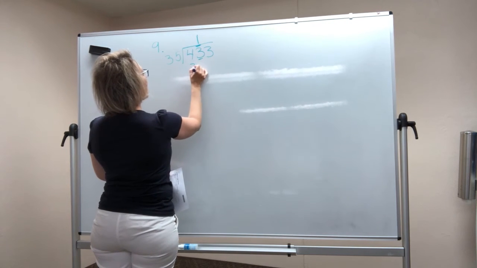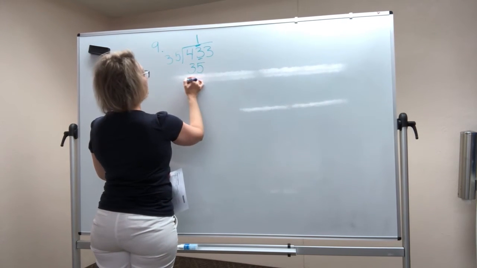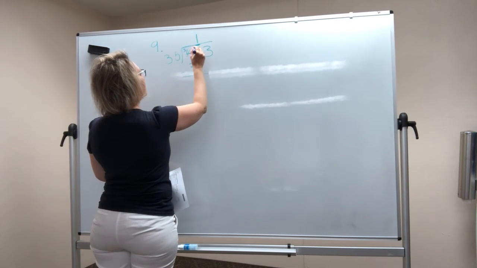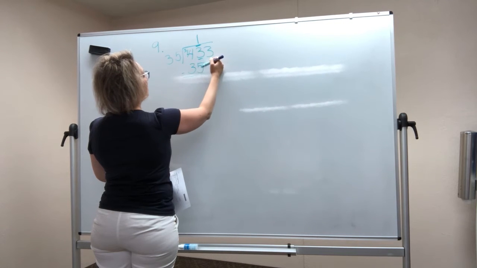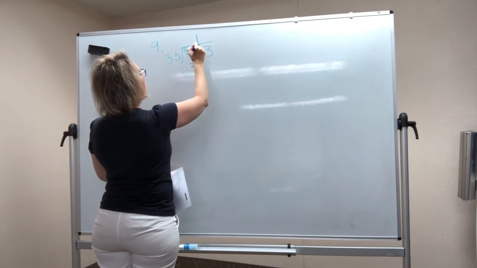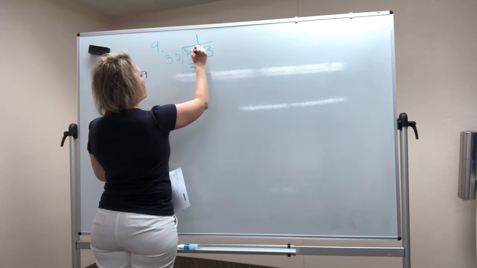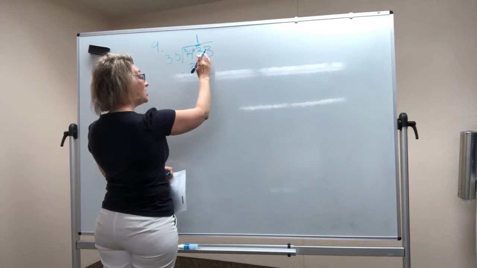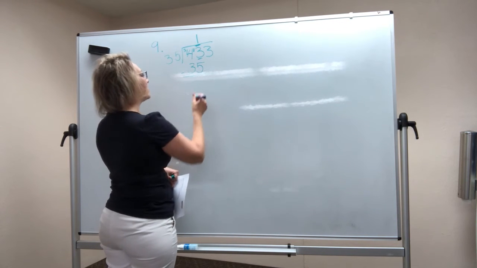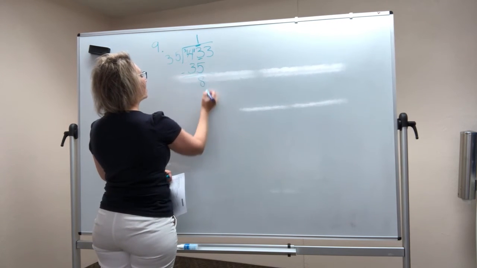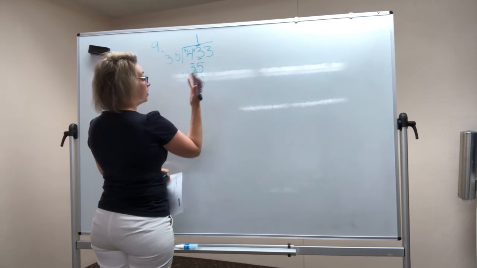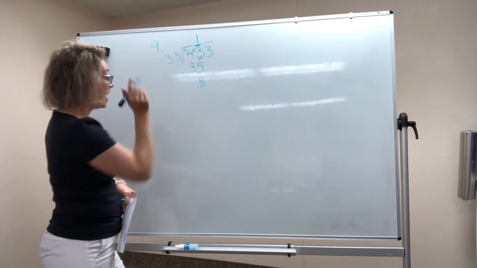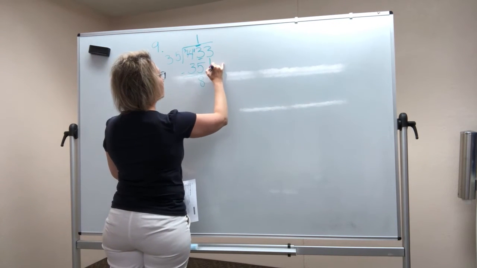1 times 35 is 35, so I write it here, and I now subtract. The 4 turns into a 3, because I've got to borrow. I can't take 5 from 3. Sorry, I skipped ahead there. So I'm going to change my 4 into a 3 and move the 10 over here to make that 13. 13 take away 5 is 8. Okay? 3 take away 3 is 0, so it just stays the same there. So I have 8 left over. I have to now bring down my 3.